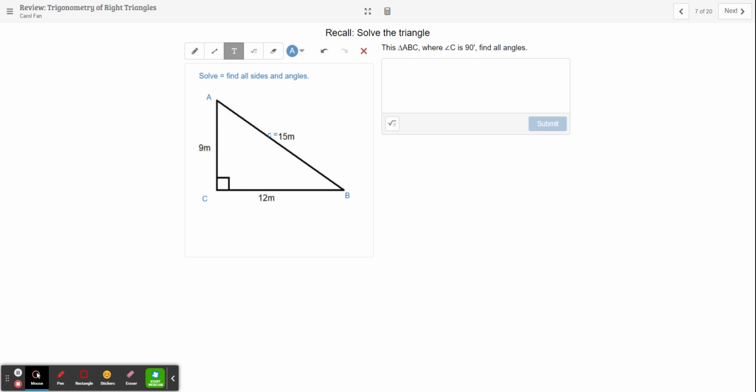Now, since we don't have a working angle, you are going to determine the working angle now. You can choose to work with B or you can choose to work with A. Once again, as long as you identify your adjacent and opposite relative to your working angle, then it doesn't matter which one. You will still get to the same answer. Now, for me, I'm going to pick A as my working angle. So if I picked A as my working angle, I'm going to have 12 as my opposite, and 9 is going to be my adjacent.